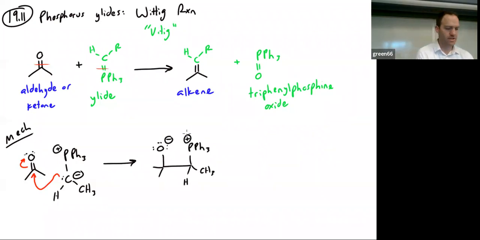So I heard two correct answers. This is both an alkoxide, that's an O minus attached to a carbon. It's also a tetrahedral intermediate. This type of molecule where you have a positive and negative charge that are right next to each other is called a betaine.